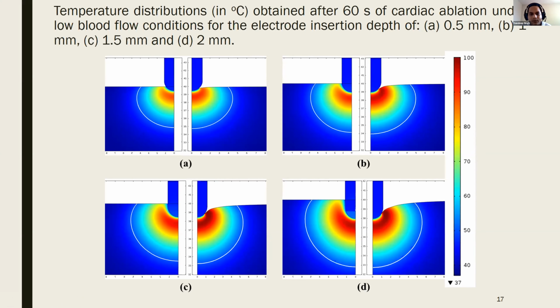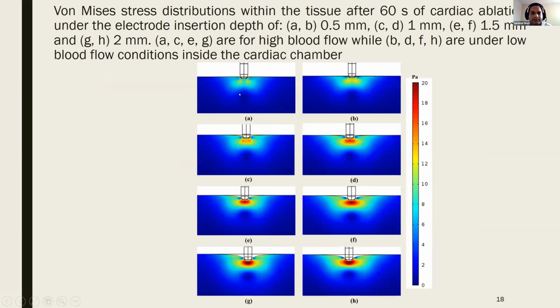So we have also accounted for the thermal stresses that are induced within the cardiac tissue due to this non-uniform heating. So these are the results of von Mises stress distribution due to the non-uniform heating. As you can see, there is a significant portion of tissue that has been deformed due to this. These are basically because of the thermal stresses that are induced within the tissue.